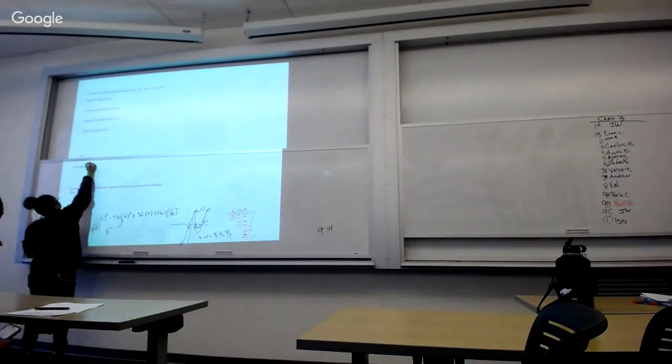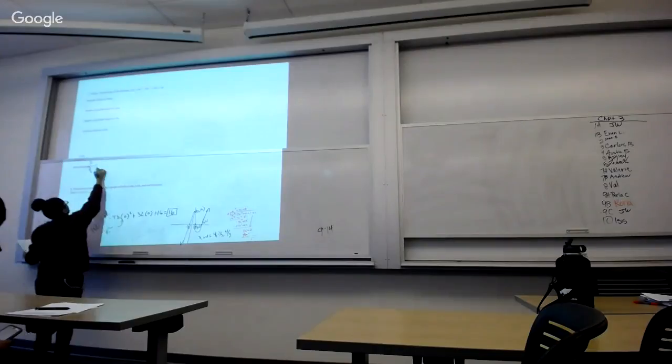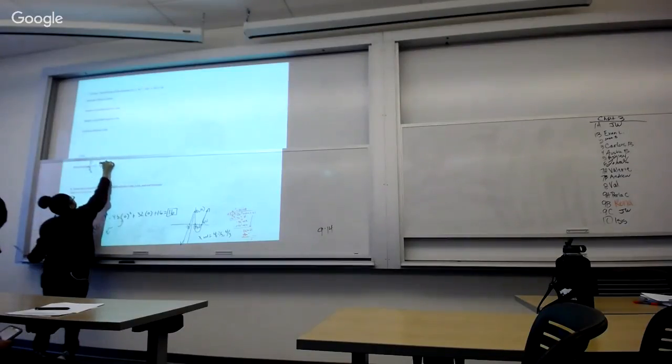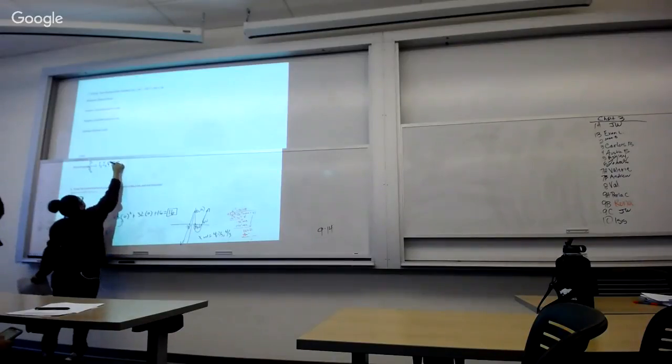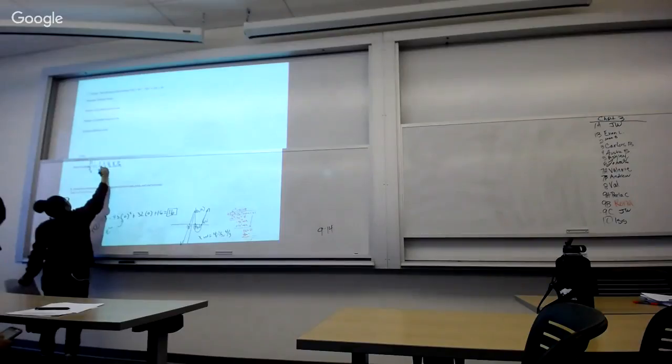The next part says, write the number of possible positive x-intercepts. How many possible x-intercepts do you have? That's what they're actually asking. The number of possible positive x-intercepts. So how many x-intercepts do we have, right? The next question says number of possible negative x-intercepts.